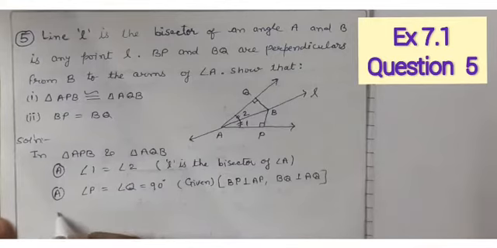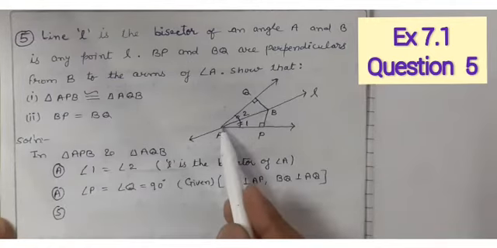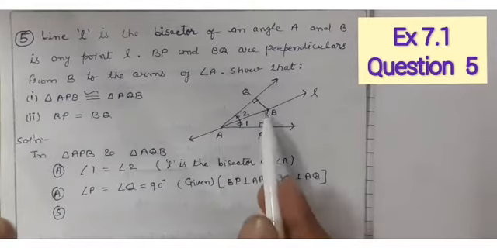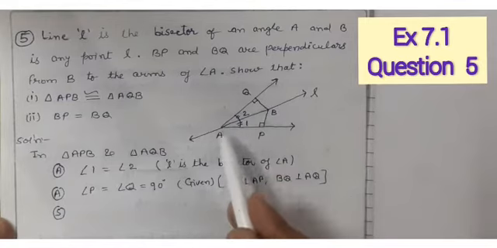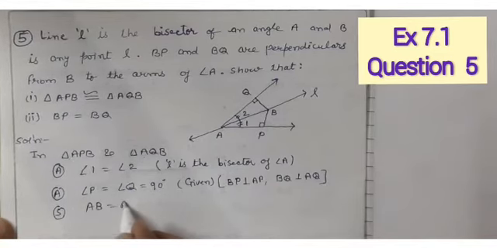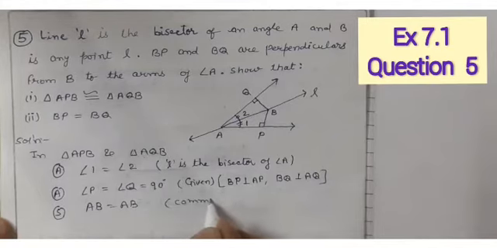Okay, third one, very important one. Two things already given to you. Third one is what? See, this arm AB, side AB of triangle APB and AQB. AB is the common side here, AB and AB. So AB will be equal to AB. I can write here common side.